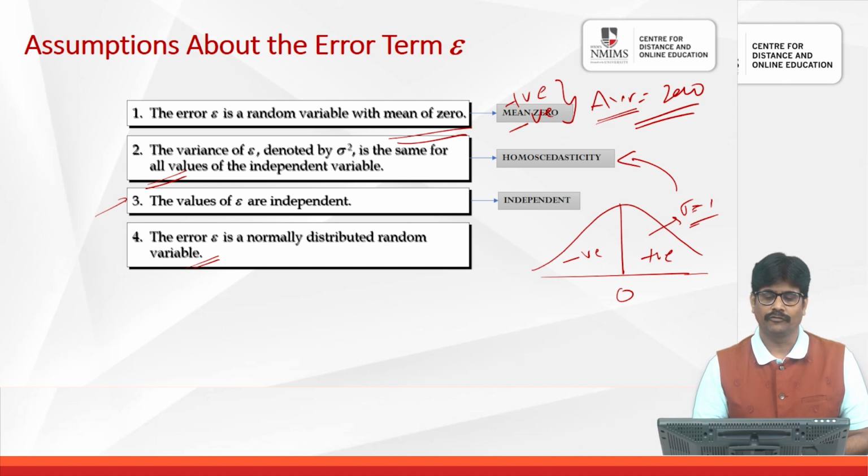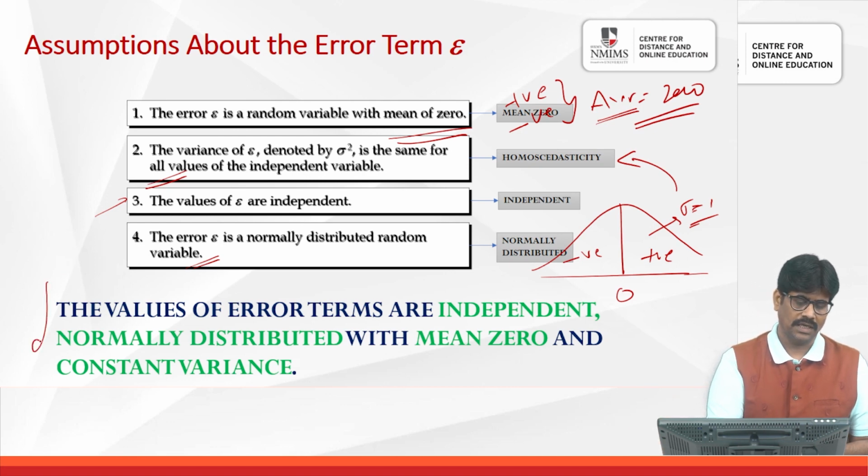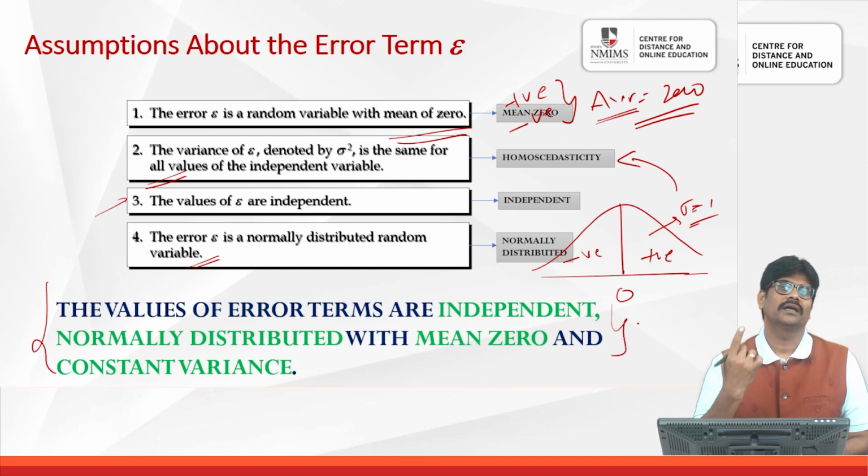After remembering all the 4 things, you can summarize that the values of error terms are independent, normally distributed with mean 0 and constant variance. In the standard normal distribution, the mean is equal to 0 and the standard deviation is equal to 1. Here we call it uniform variance, or constant variance. This is the very important thing related to error assumptions, and this is the assumption on which we are building the regression model.